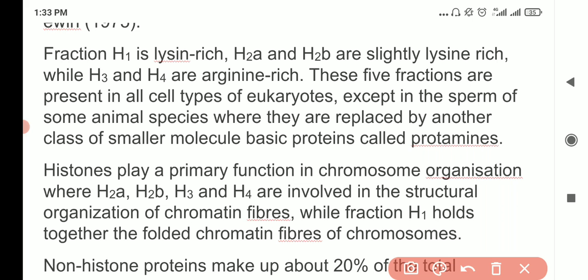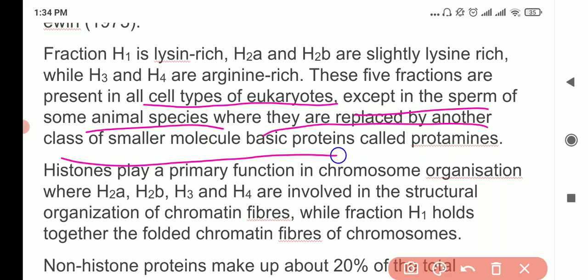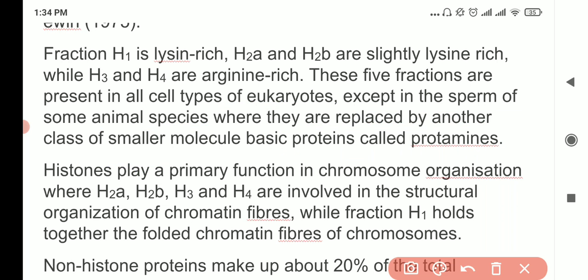These histones are present in all cell types of the eukaryotes except in the sperm of some animal species, where they are replaced by another class of similar smaller molecule proteins known as protamines. So in all eukaryotes like you and me, we have this, but some few animal species have something a little bit different, known as protamines.